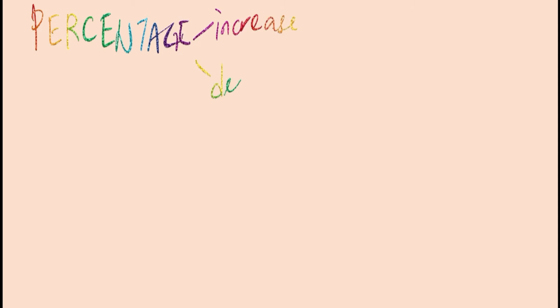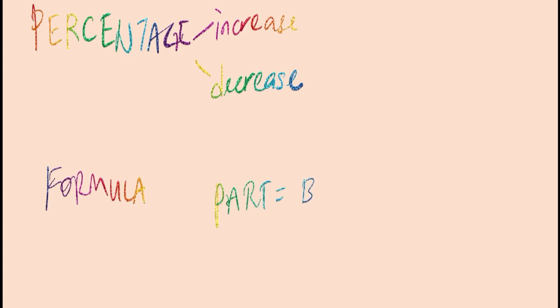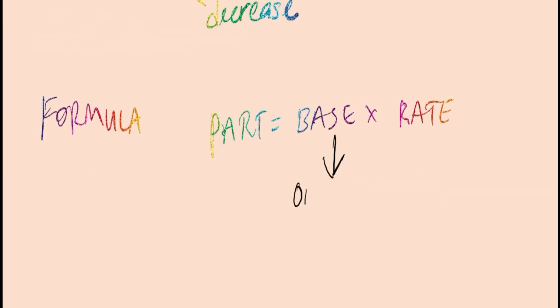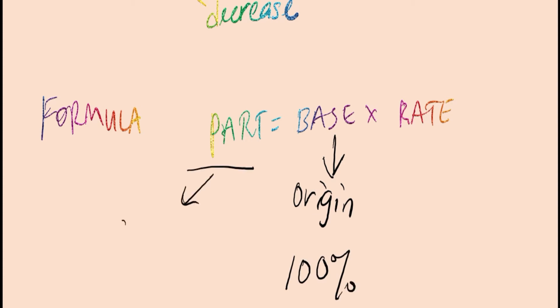So basically, the formula that we need to know for this lesson is to understand the base, part and rate formula. So the basic formula will look as part equals to base times rate. And always remember, even in the previous video where I talk about series of discount, your base is known as the origin and we will take 100% as the origin. And the part will be the value that takes place after changes.